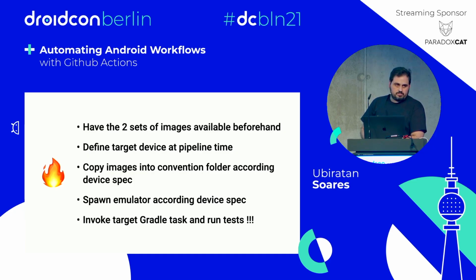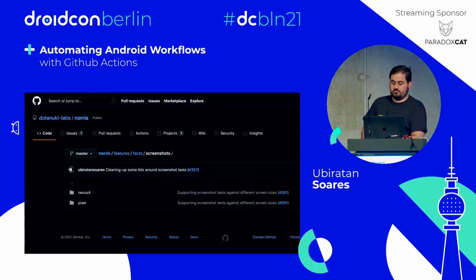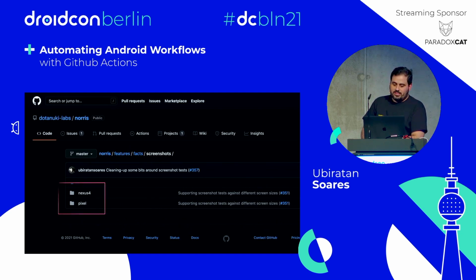invoke the Gradle task to run my tests. To do that, first of all, I defined this particular conventional location, right? So 2 devices here. I am an old Android engineer, so I am from the days where Nexus 4 was a thing, right? So a long time ago.